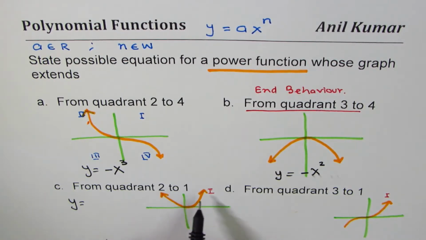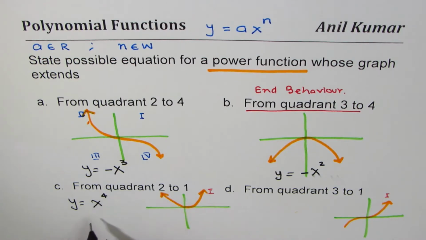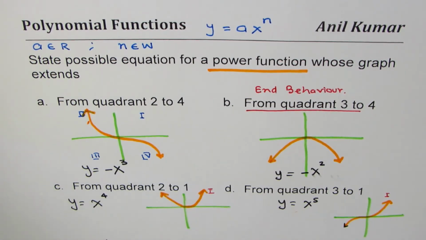Both same sides means even degree. So we could say x to the power of 4. It could be 2, 4, 6, whatever. Coefficients could be half, 1, 2, anything, right? Now in this particular case, again positive. Opposite ends, so the degree of this polynomial should be odd, and we could write this as, for example, x to the power of 5. Do you understand? So this is how you could relate the end behavior, graph, and the equation.